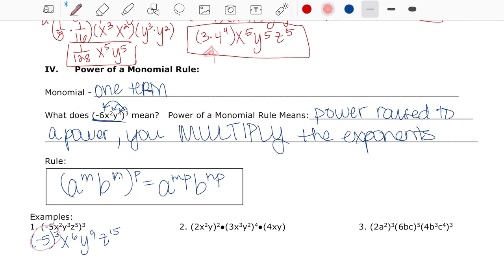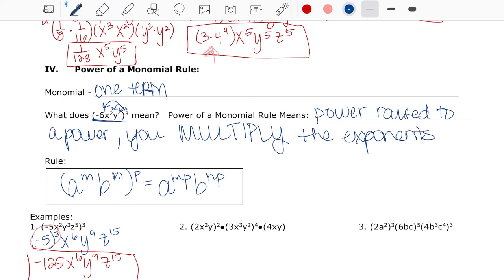Now this guy right here, guys, we can simplify. Negative 5 times negative 5 is a positive 25. Multiplied by another negative 5 is negative 125. x to the 6th, y to the 9th, and then z to the 15th. This is our simplified answer.